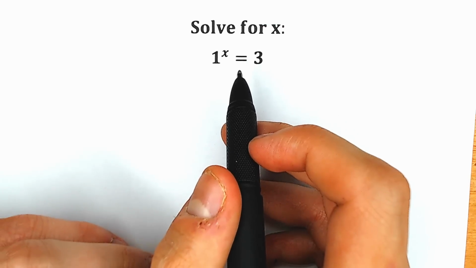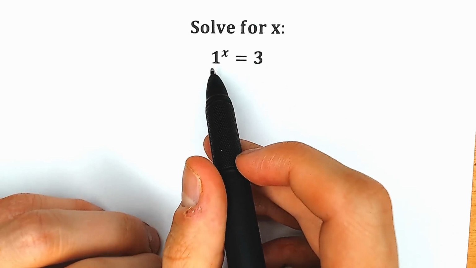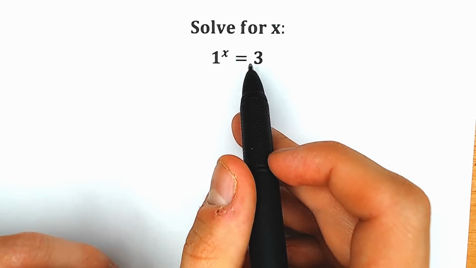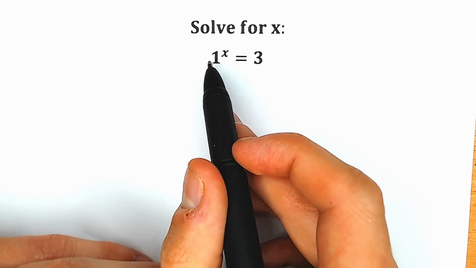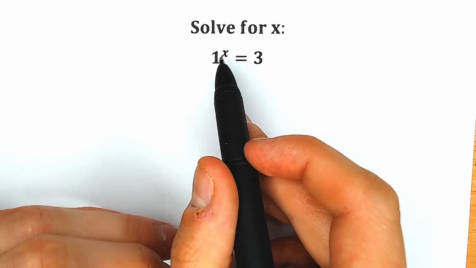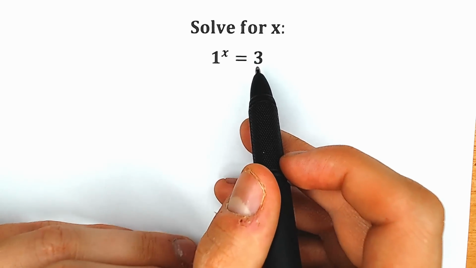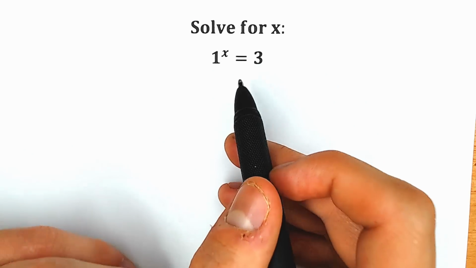Today we have a very interesting and tricky question: 1 to the x equals 3. A lot of students might say this is not possible, because we know that 1 raised to any power, like a huge power, 100 or 1000, equals 1. How is it possible? 1 to the x cannot be equal to 3.